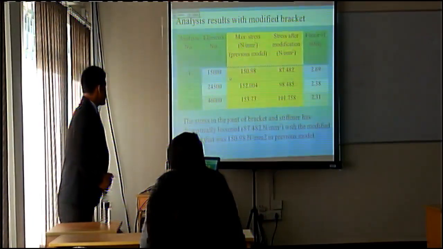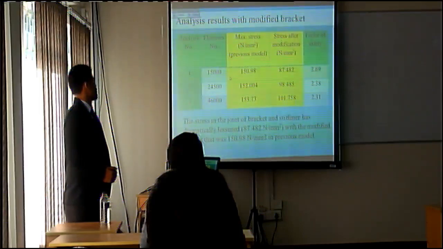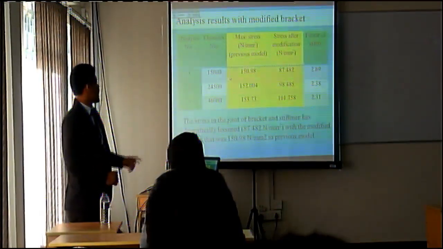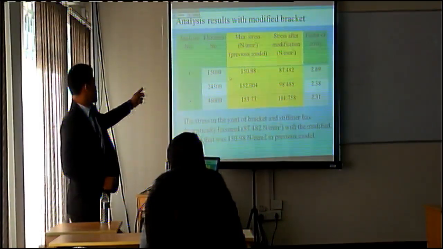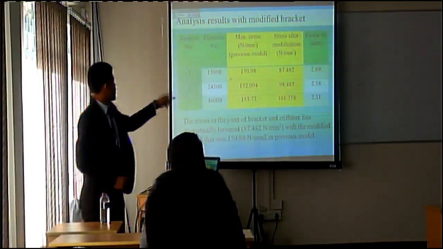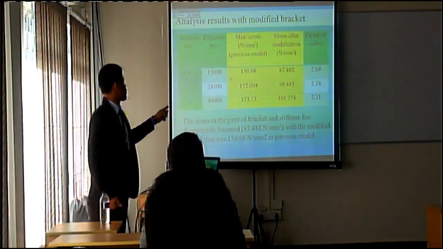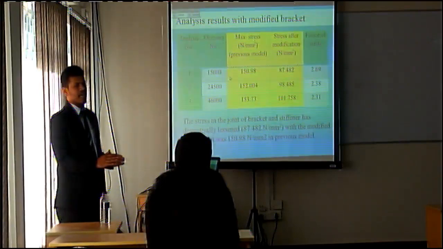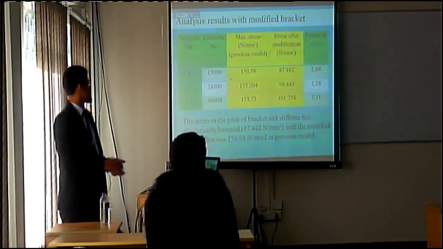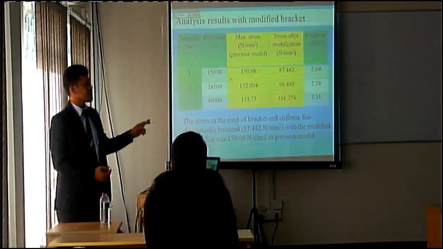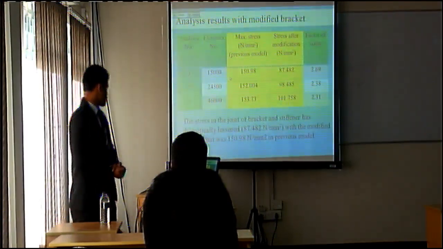Now, this chart shows the comparison between the previous model and the modified model. The highlighted columns show the stress that we found in the previous model, and the other columns show the stress found after modification. All the time we have found stresses that are less than in the previous analysis, and the factor of safety is always greater than 2.